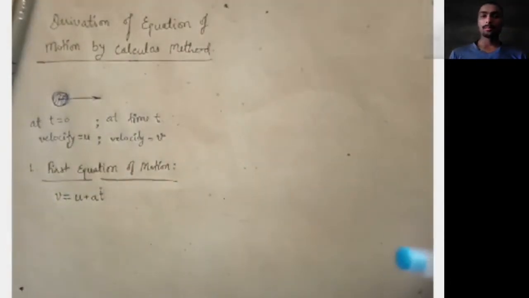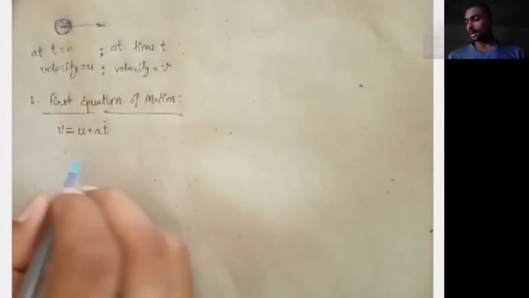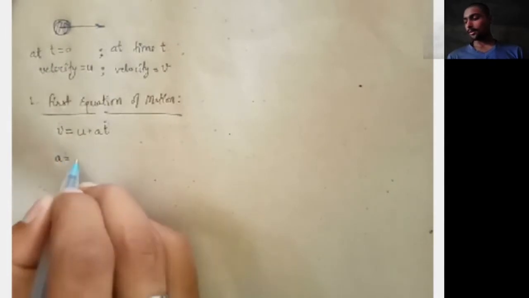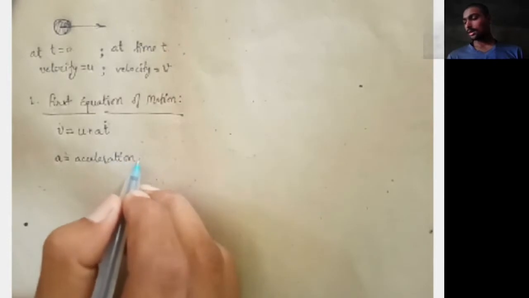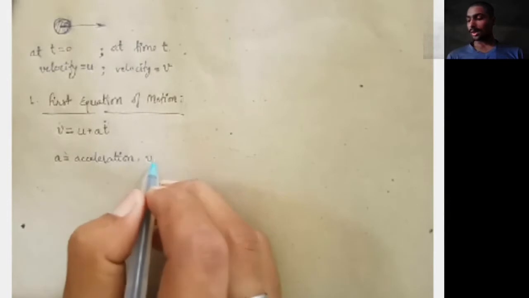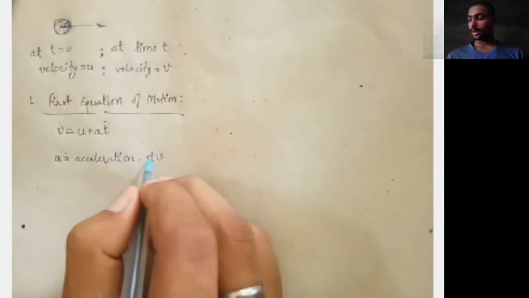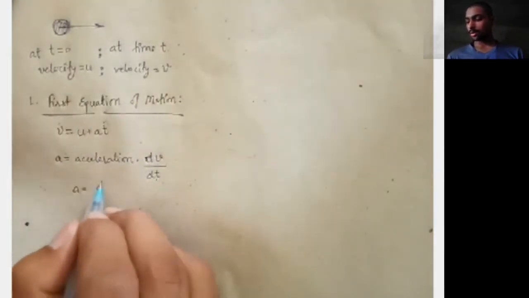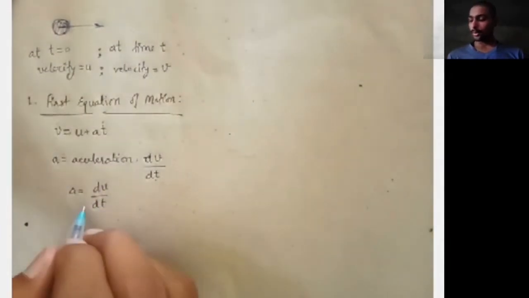Now let's derive it. Since we all know the definition of acceleration, this is defined as change in velocity per second. That is change in velocity upon change in time, meaning a equal to dv by dt.